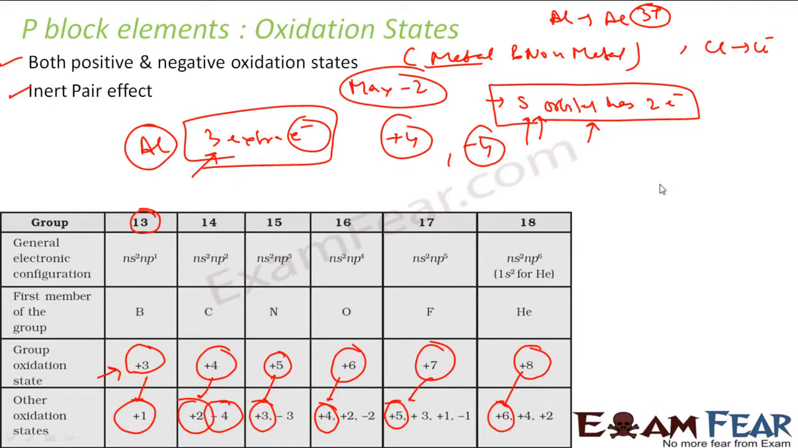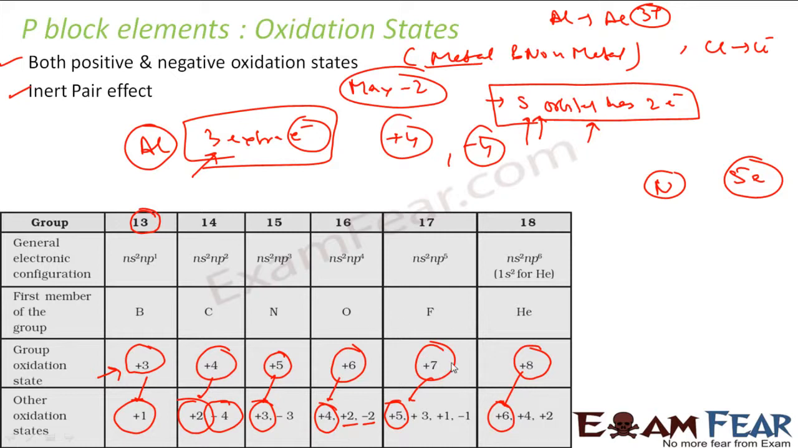Similarly for nitrogen, the outermost shell has 5 electrons. So it has the option to give 5 electrons, which it hardly ever does, or 3 based on the inert pair effect, or plus 2 and minus 2 also it exhibits.